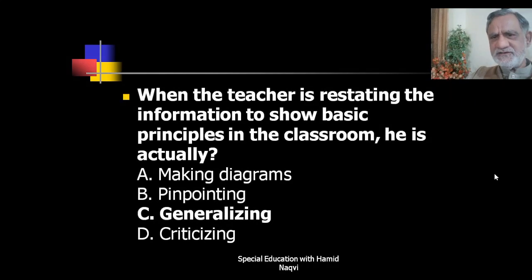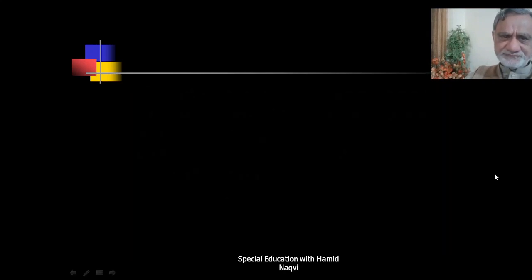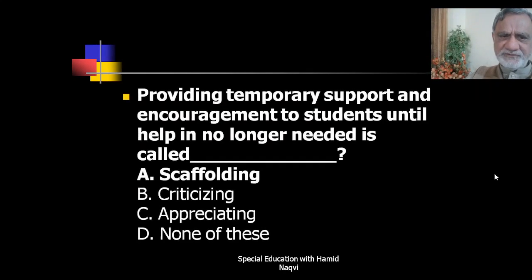When the teacher is restating the information to show basic principles in the classroom, he is actually making diagram, pinpointing, generalizing or criticizing. The correct one is generalizing. Providing temporary support and encouragement to students until help is no longer needed is called scaffolding. Criticizing, appreciating are none of these. First one, scaffolding.